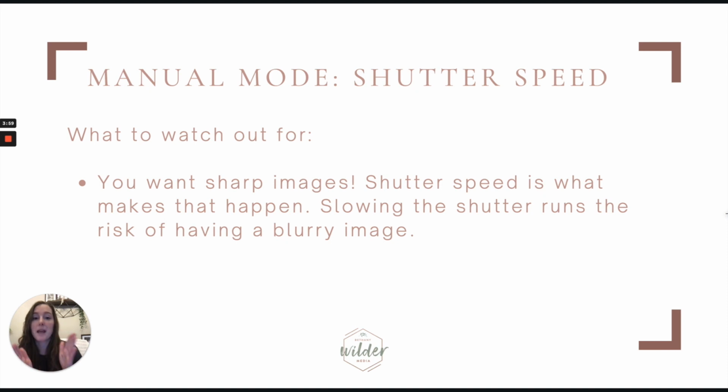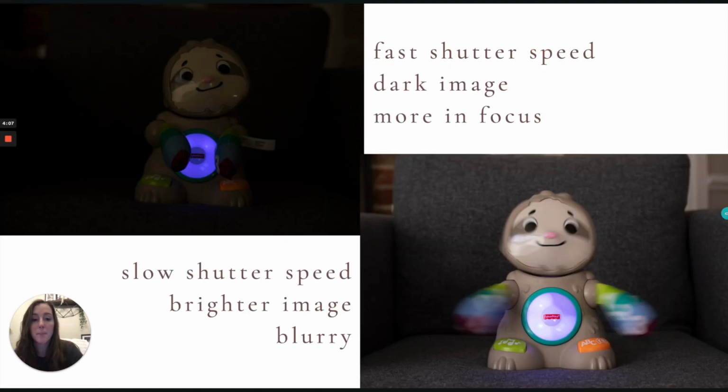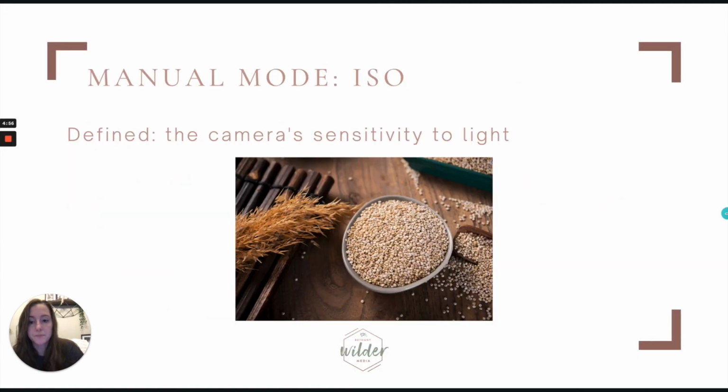What to watch out for. You want sharp images, and the shutter speed is what gives you sharp images. So slowing the shutter down runs the risk of having a blurry image, okay? So here are your examples. Fast shutter speed in this first picture to the left in the top corner. It's a darker image, but it's more in focus. This one, I've made it brighter, more properly exposed, but the give and take is that it's now blurry because I'm slowing down the shutter speed and letting more light in, but it's giving me a blurry picture, okay? So that's shutter speed.